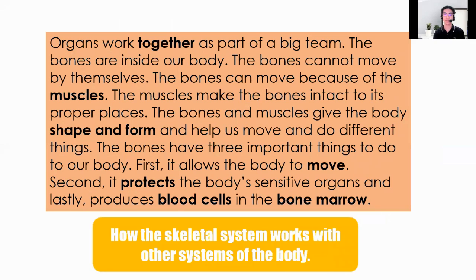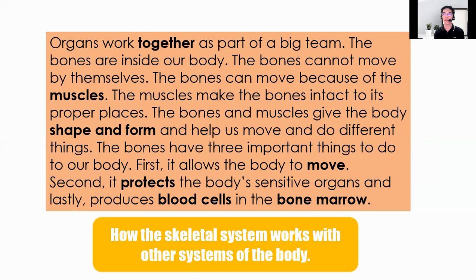How the skeletal system works with other systems of the body. Organs work together as part of a big team. The bones are inside our body. The bones cannot move by themselves. The bones can move because of the muscles. The muscles keep the bones intact in their proper places. The bones and muscles give the body shape and form, and help us move and do different things.